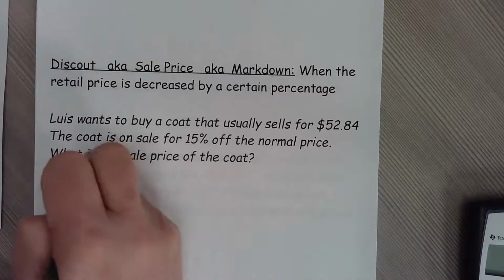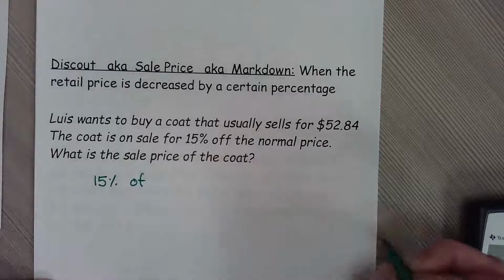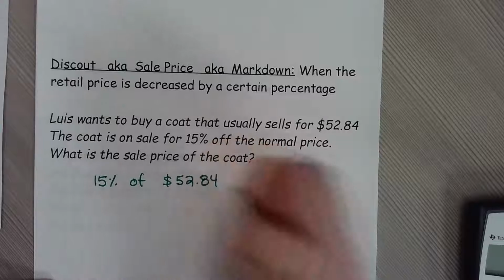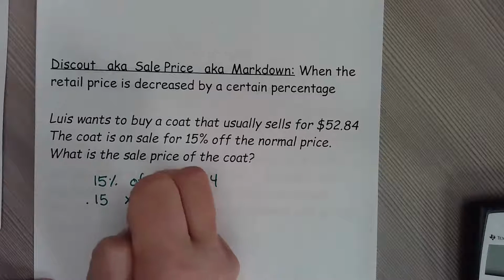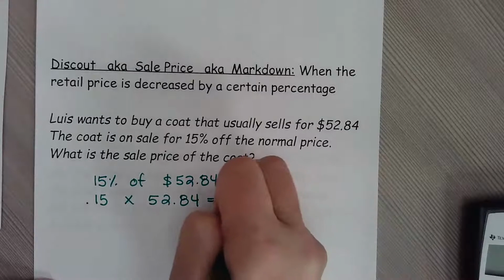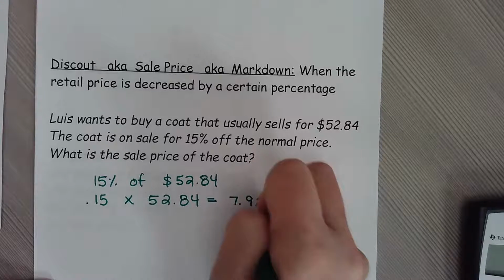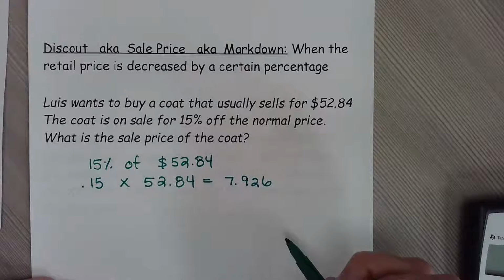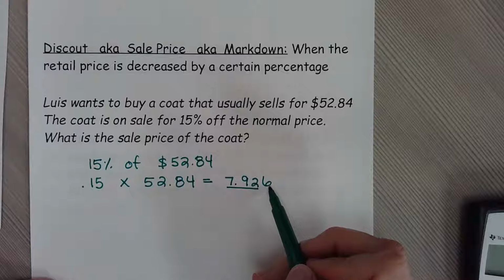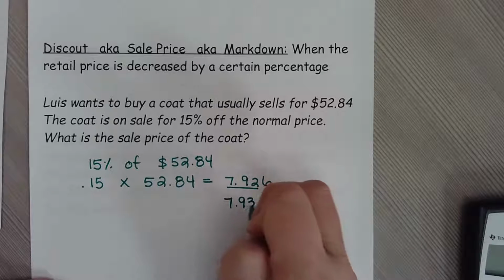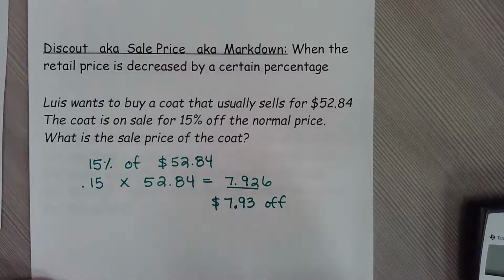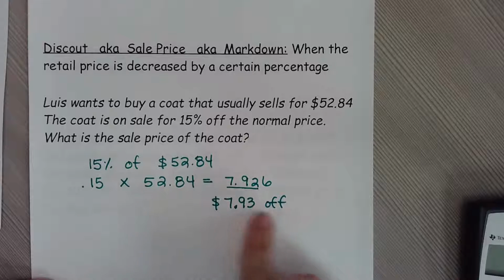So we want to find 15% of the coat price, which is $52.84. So I'm going to do 0.15 times $52.84, and that gives me 7.926. All right, again, we want to round to the nearest penny. So we can either leave it 7.92 or round up. The 6 tells me round up. So $7.93. This is how much money is being taken off of the original price. We're saving that much money.